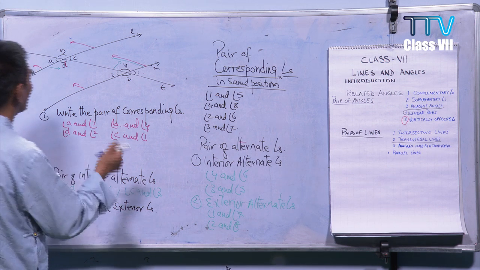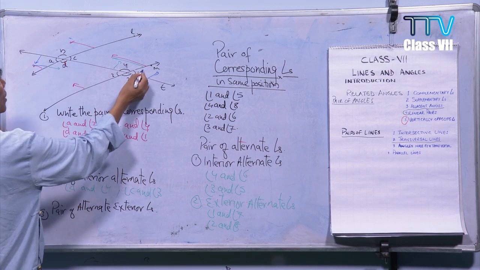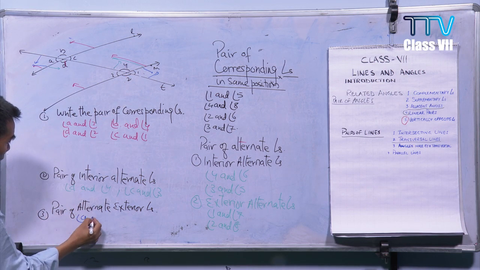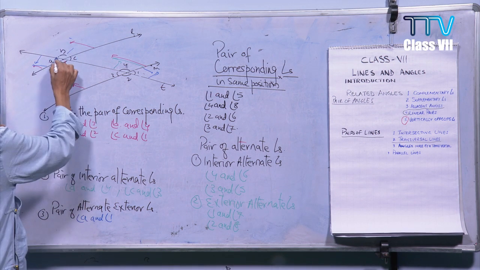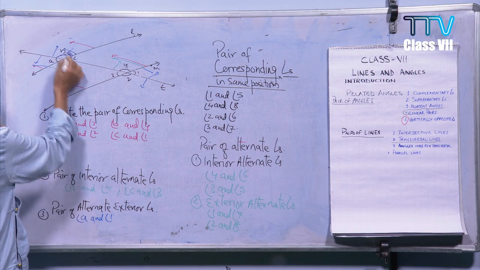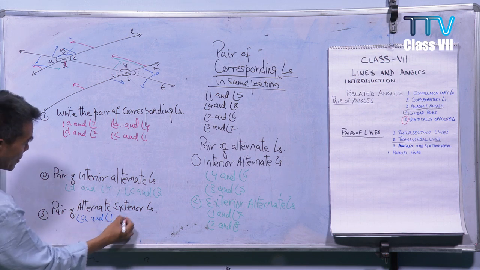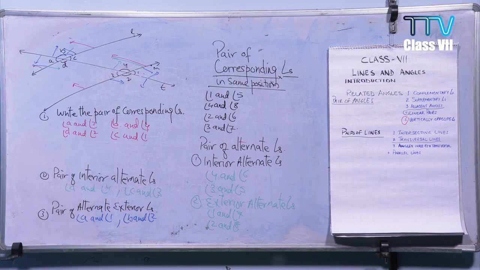Exterior: on opposite sides of the transversal, angle A and angle 1, and angle B and angle 2 are exterior alternate angles, or alternate exterior angles.